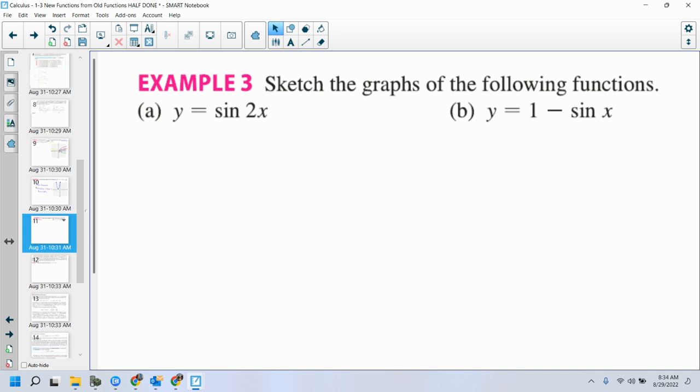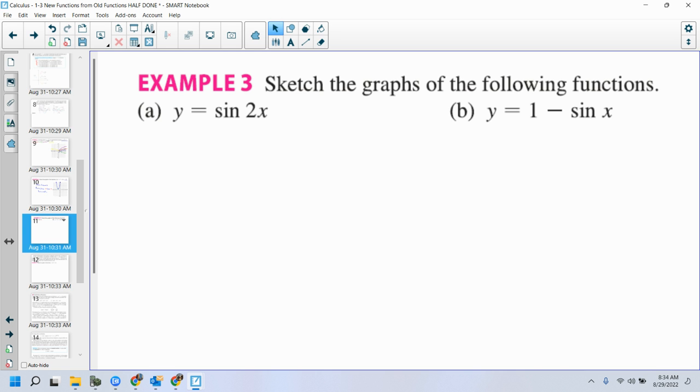All right, shut up and get to it, Mr. Schreiber. Sketch the graphs of the following functions. So I am going to sketch the graph of y equals sine 2x, and then we're going to sketch the graph of y equals 1 minus sine x.